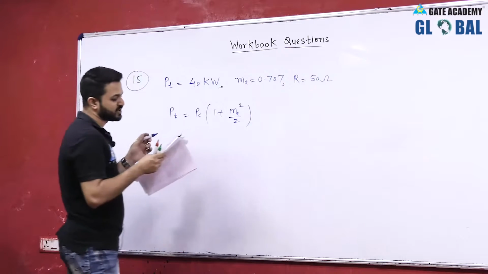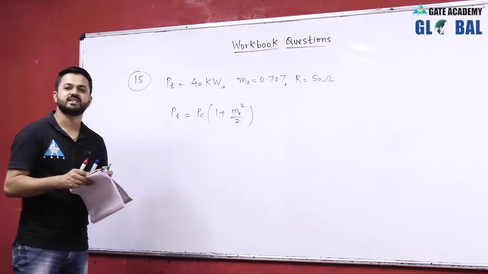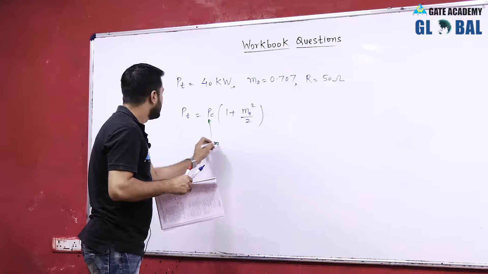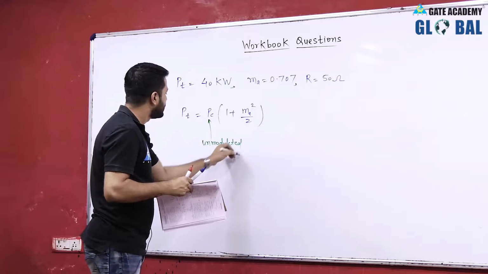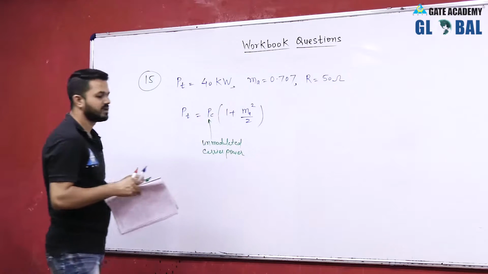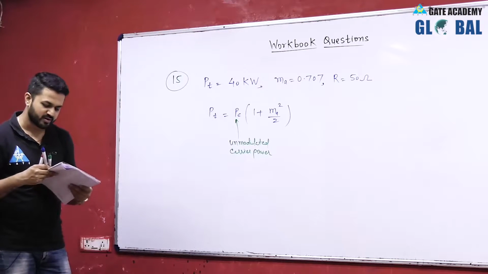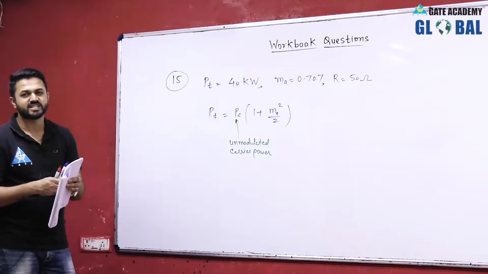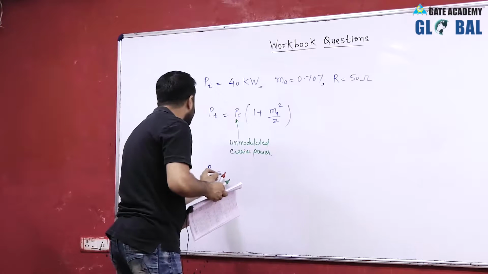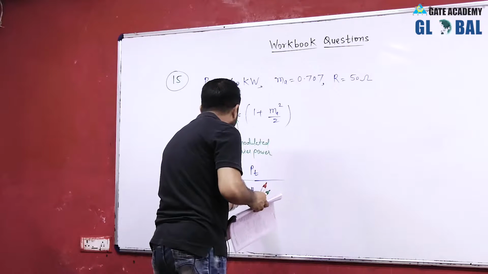We have to calculate the peak amplitude of the carrier before modulation, that means the unmodulated carrier. So this is the unmodulated carrier power. From this unmodulated carrier power we get the unmodulated carrier amplitude, or the amplitude before modulation, that is the carrier amplitude AC. So now we will calculate PC first. PC is equal to PT upon 1 plus MA square by 2.